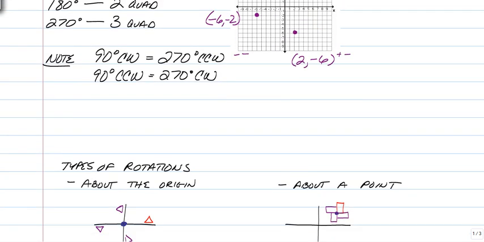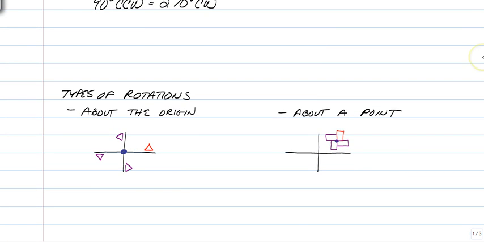So there's two types of rotations we're going to be working with: rotations about the origin, and rotations about a point on the figure. So this would be an example of the origin. You have this little red triangle, and if you rotate 90 degrees, it's going to be pointing this way. Rotate 90 more, or 180 degrees total, and instead of pointing up, it's now pointing down. If you go this way, counterclockwise, it just kind of looks like a windmill.